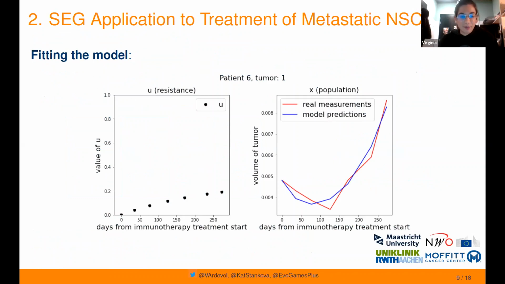And here is an example of what we obtain when we fit the model. So here on the right-hand side, you have in red the real measurements of the volume of the tumor over time, and in blue, what the model would predict once we fit the parameters. And on the left-hand side, we have the estimated value of the resistance, and we do not have any information about the real values, so we cannot compare it. It's just all based on estimations.